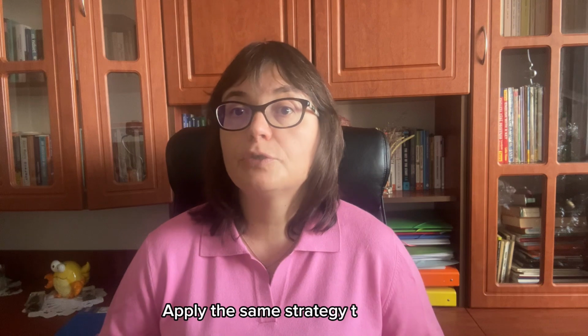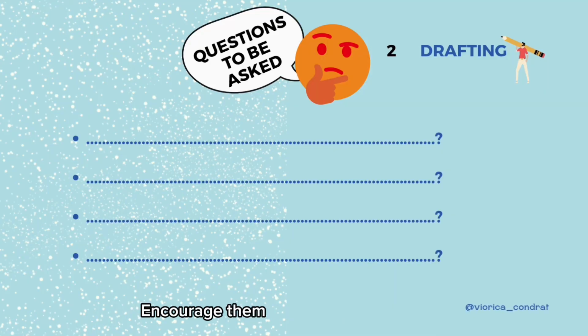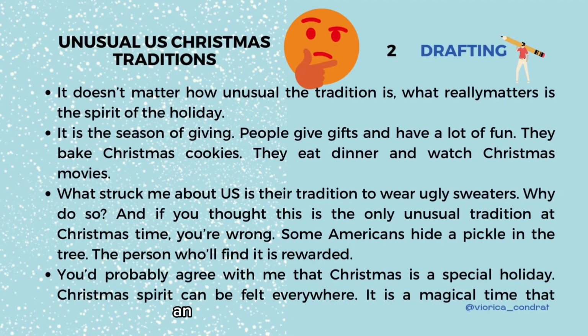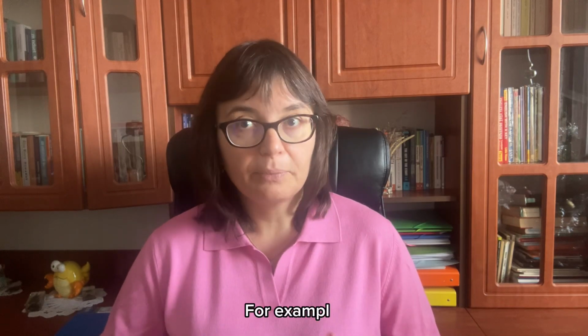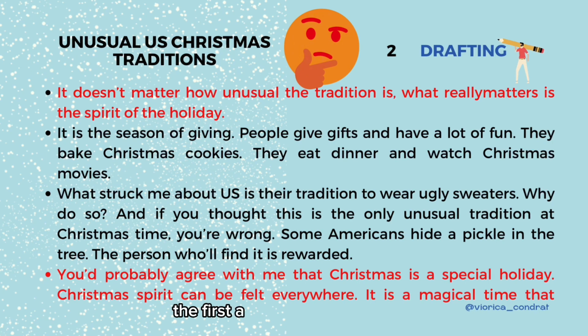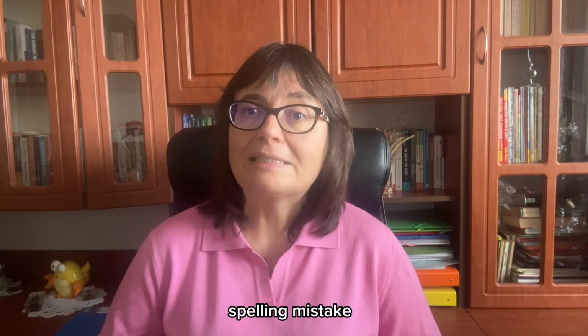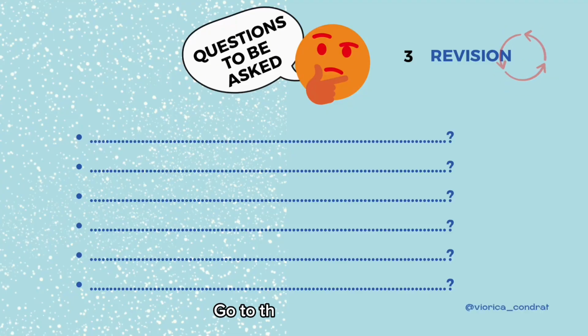Apply the same strategy to explain the second stage. Encourage them to think of the potential questions to ask themselves first and then show them the actual questions. Each group should work with your draft, and by answering the questions, they should make the necessary changes. Discuss the results together. For example, it is clear that first and the last paragraphs in your draft should change their places. Draw the attention that this is still the drafting stage and that the spelling mistakes are not considered yet. Go to the third stage.